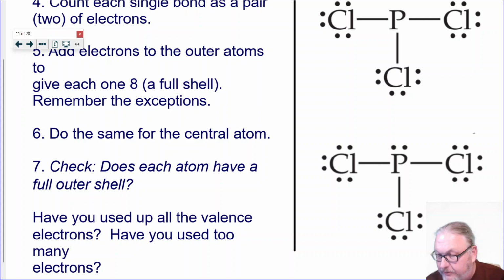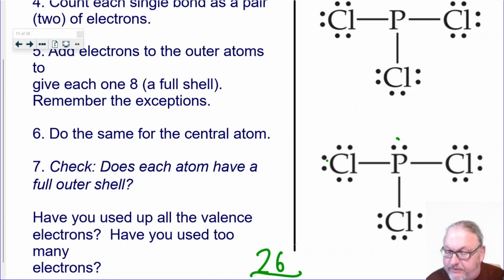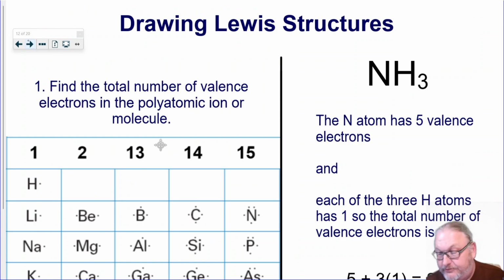All right, so have we used our electrons? Remember, we were trying to get 26. So there's 2, 4, 6, 8, 10, 12, 14, 16, 18, 20, 22, 24, 26. We've used up all the valence electrons. So that would be the Lewis structure for phosphorus trichloride. Yay us.